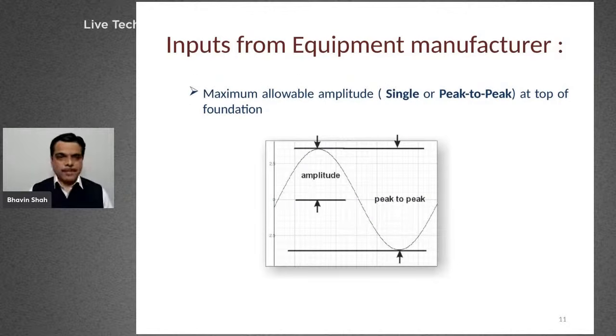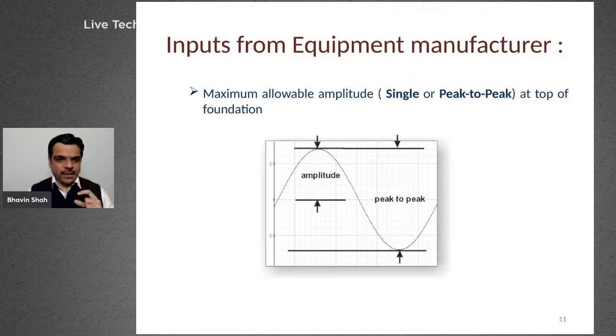Now let's spare a couple of minutes on the points related to single or peak to peak amplitude. Whenever we are carrying out the computer analysis for this kind of foundation, let's say the tabletop foundation, and we derive the amplitudes, that amplitude is only of one side, which is shown on the screen on the left hand side and mentioned as an amplitude. That's what we get as an output of the computer.